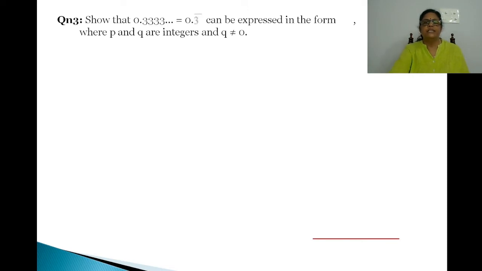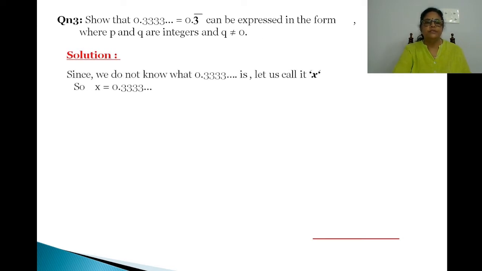Next question. Show that 0.333 etc., that is 0.3 bar, can be expressed in the form p by q, where p and q are integers and q is not equal to 0. Solution. Since we do not know what 0.3333 is, 0.333 etc. means 0.3 bar. So let us call it x. So x is equal to 0.3333 etc.